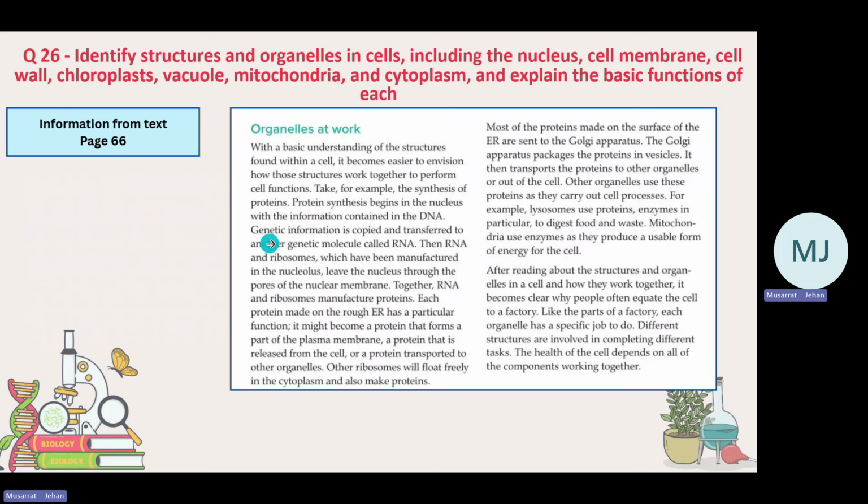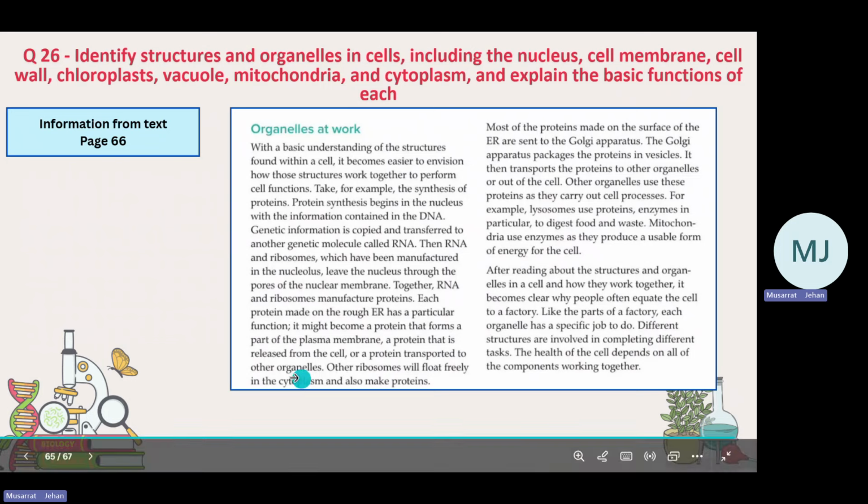Now, this information from the DNA is copied and transferred to RNA. RNA and ribosomes, which are formed in the nucleolus, together will manufacture proteins. Each protein made on rough ER has a particular function. It might become a protein that forms part of the plasma membrane or will go outside the cell for other cells.